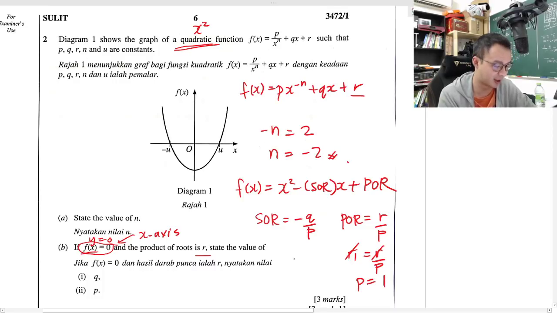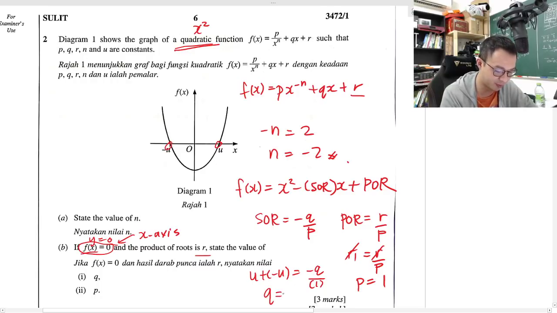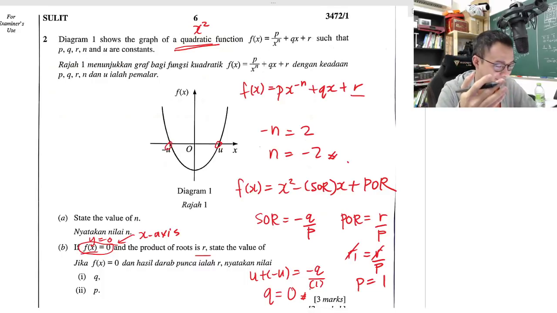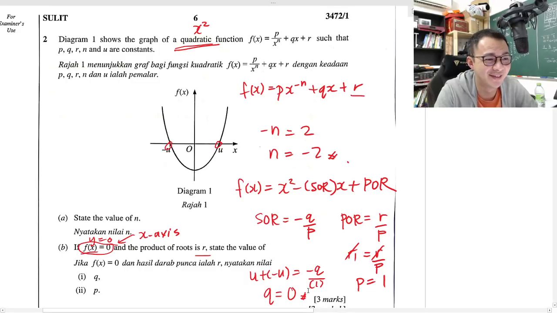The product of root is r, and state the value p and q. So we need to find the sum of root here. Sum of root is both of the roots, right? u and negative u. So u plus negative u equals negative q over 1. So this is 0, right? Therefore q should be 0. Because negative q equals 0, then q will be 0. I hope I'm correct. If you find any mistake, you can let me know.